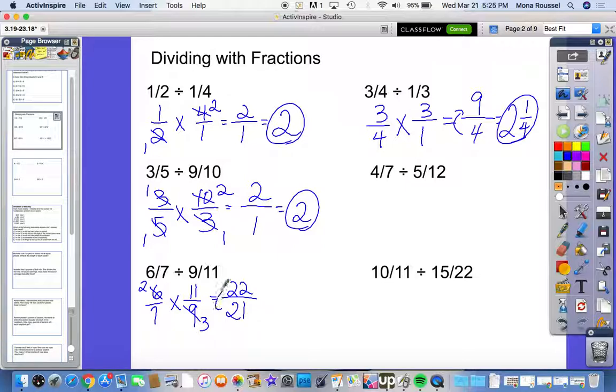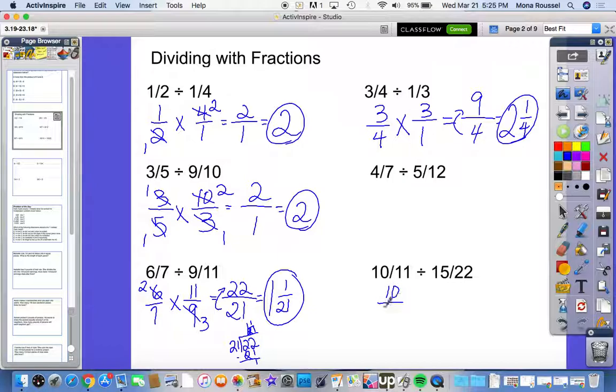22/21 is an improper fraction, so we divide 21 into 22. It goes one time with a remainder of 1/21. 1/21 cannot be reduced, so that would be our final answer. Now remember, in this step with the improper fraction, if you need to go to scratch paper and do this division problem to calculate what this mixed number is going to be, you're still welcome to do that.